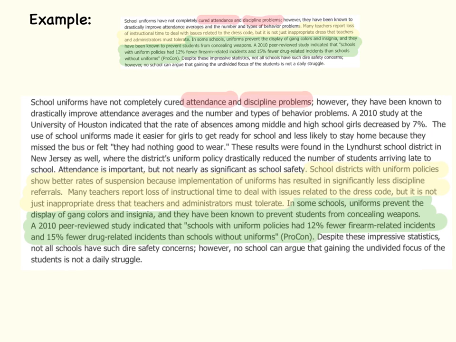Whoa, look at that paragraph. Now we've added some information. Take note that attendance was mentioned first, so your information on attendance should be first and then discipline problems. Look at the additional information and see if you can find where the author has used commentary and evidence to prove their point.